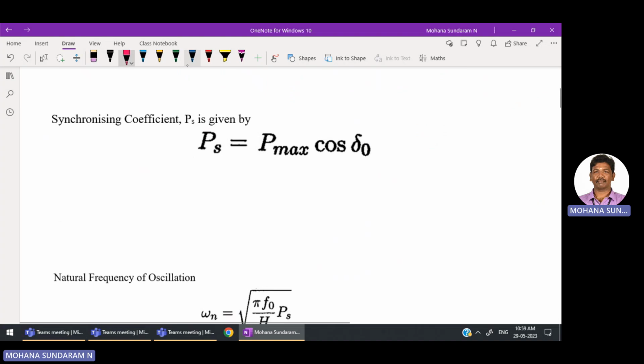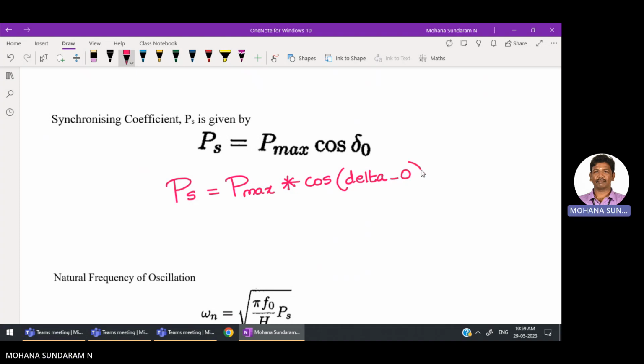Now the next heading is synchronizing coefficient Ps. To write the MATLAB code for this, Ps is equal to Pmax. For multiplication, you have to put an asterisk. So Pmax into cos of delta underscore naught. I will write cos of delta underscore naught. So this is your MATLAB code.